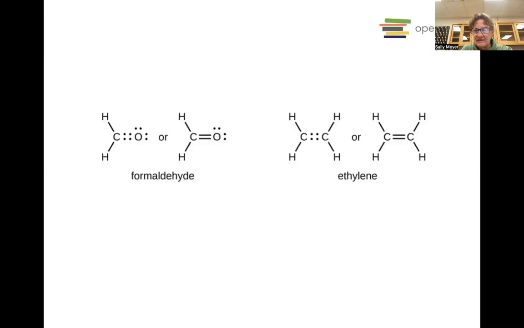Formaldehyde, ethylene. So we can have more than 2 electrons shared. Every pair of electrons that's shared is a bond. So in each of these, we have what's called a double bond, because the carbon and the oxygen in formaldehyde are sharing 4 electrons, and the 2 carbons on the right in ethylene are each sharing 4 electrons with each other.